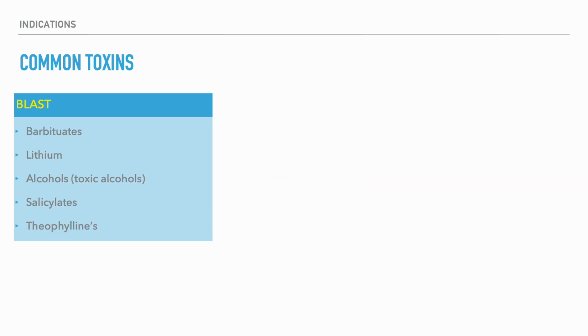The common toxins that can be removed from renal support are remembered as BLAST. They are small molecules and they're also not highly protein bound. Therefore, the hemofilter can help with clearance. They are barbiturates, lithium, toxic alcohols such as ethylene glycol, salicylates and theophylline.